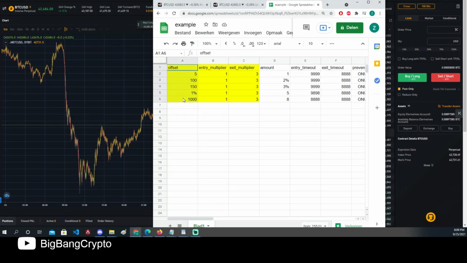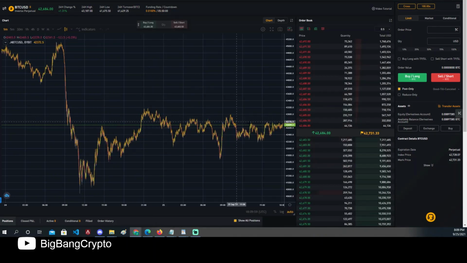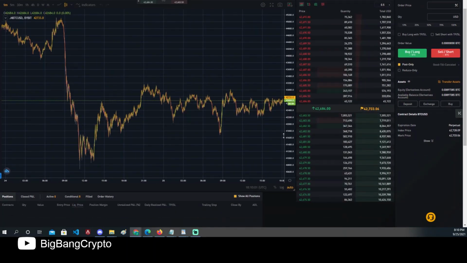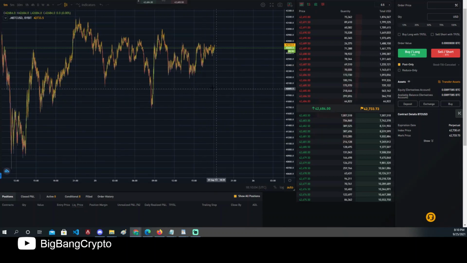Let's start with our offsets. The offsets can be set as dollar value or percentages. The offset determines how deep in the order book your orders will be placed. If you are trying to buy Bitcoin below current value, you use an offset to determine how far away from the current price you would like your order to be placed.